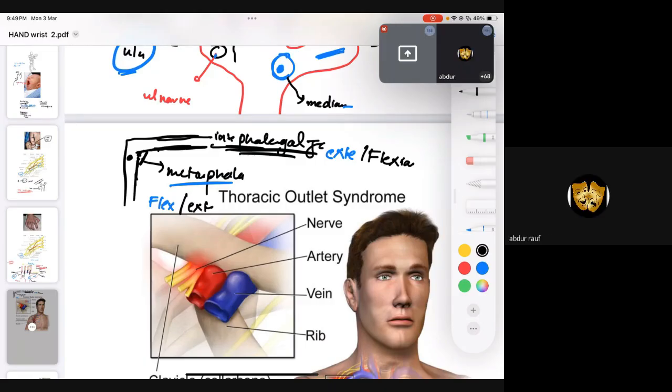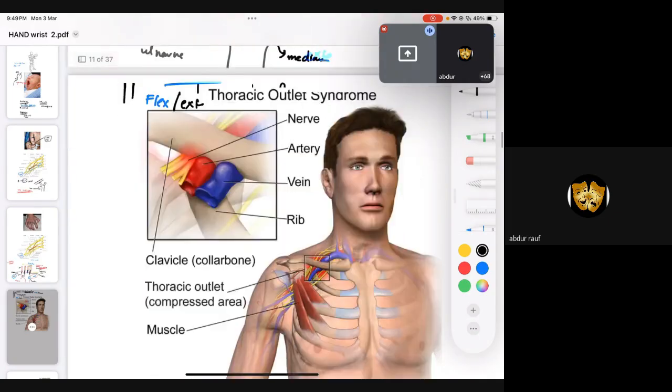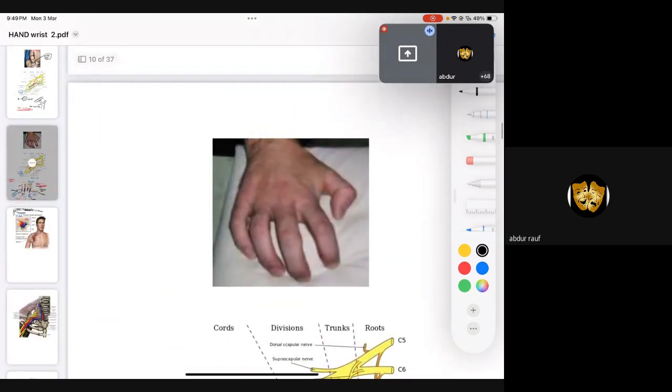Yes. Right? So think of it: if we have extension of the metacarpophalangeal joint and flexion of the interphalangeal joint, it would give you a claw hand. You can just do that. Extend your finger here at the metacarpophalangeal joint, this is extension, and flex it at the interphalangeal joint. Why? Because the median nerve is gone. So can I say it would result in a claw hand? Yes, sir.